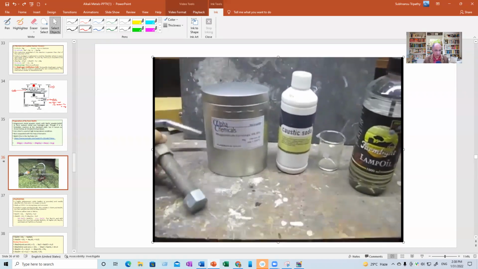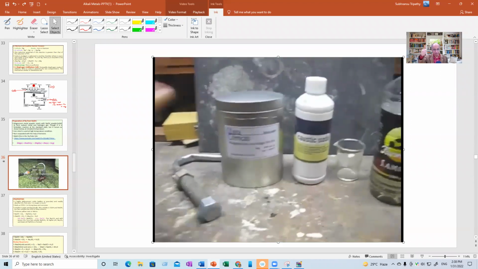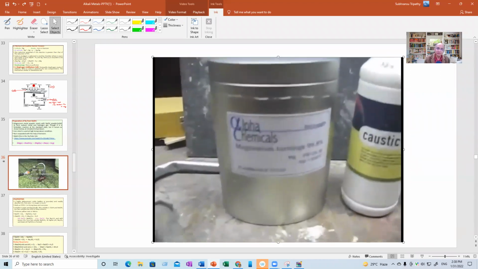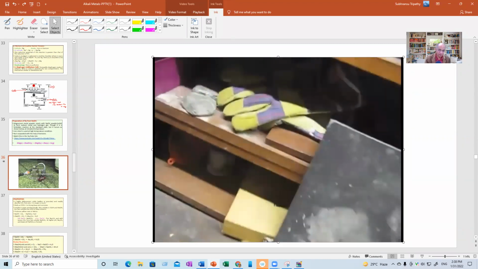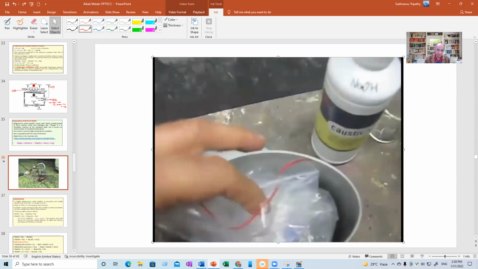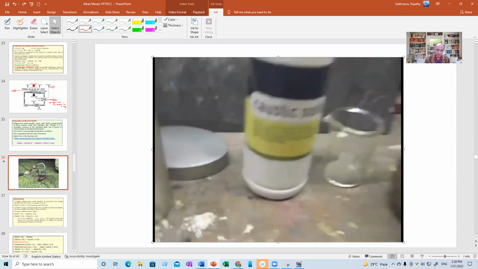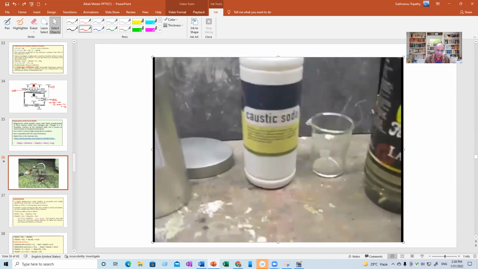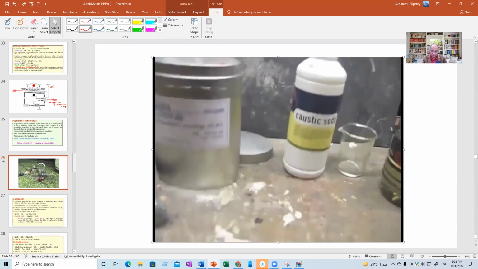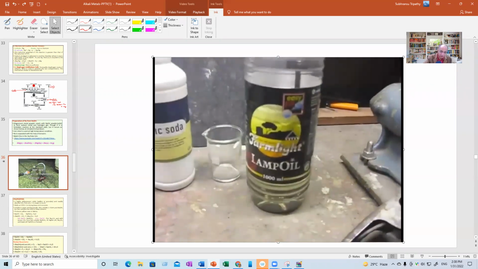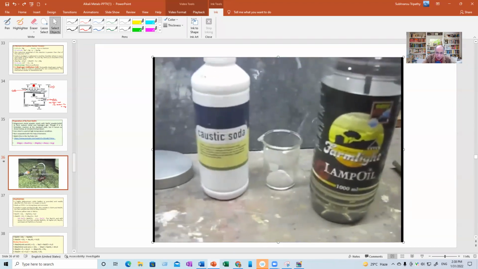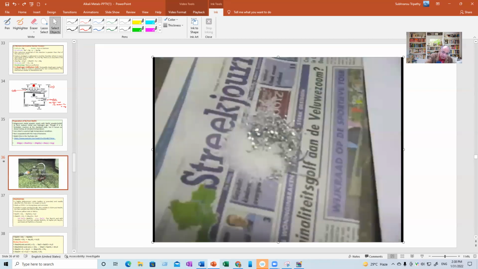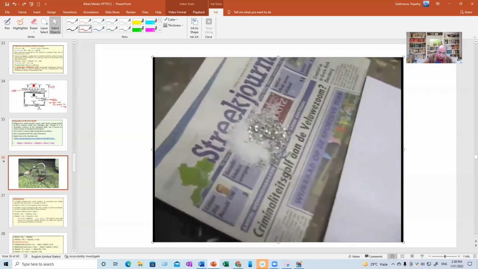There's a retort, and this is magnesium. Magnesium channels, you can see here. I'll open it. Magnesium and NaOH, caustic soda. These are the reactants. This is lamp oil to capture the vapor, and this is a beaker. This is the kerosene oil. This is the lamp oil. Okay, these are the reactants.